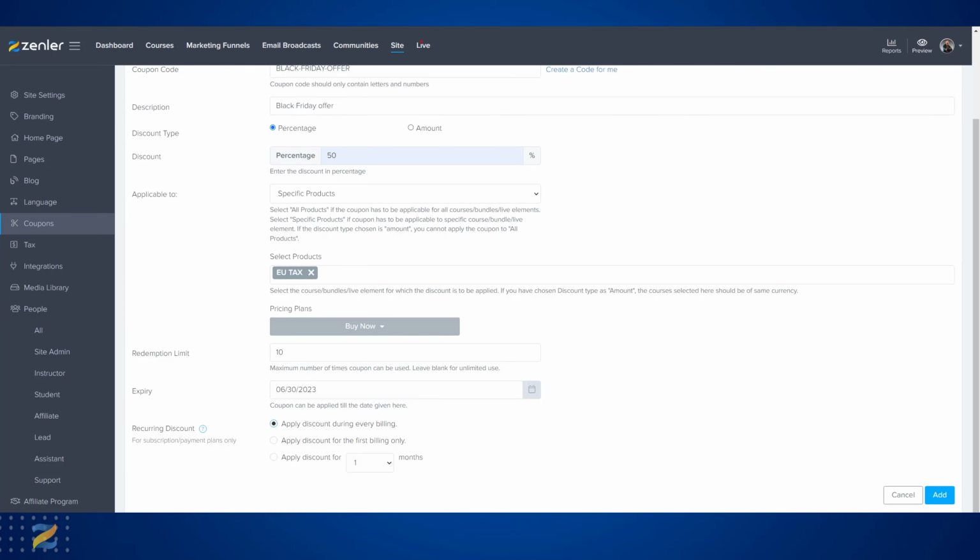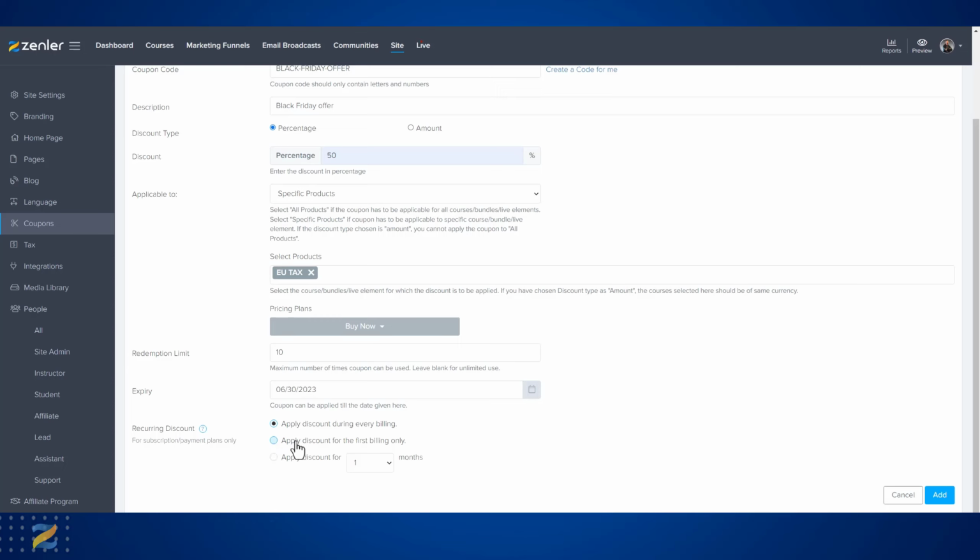So if you have a subscription or a payment plan running, you can apply a discount at certain billing times. For instance, if I was to check apply discount during every billing, then in every billing for that subscription or even that payment plan, it would reduce and use this coupon if originally used.